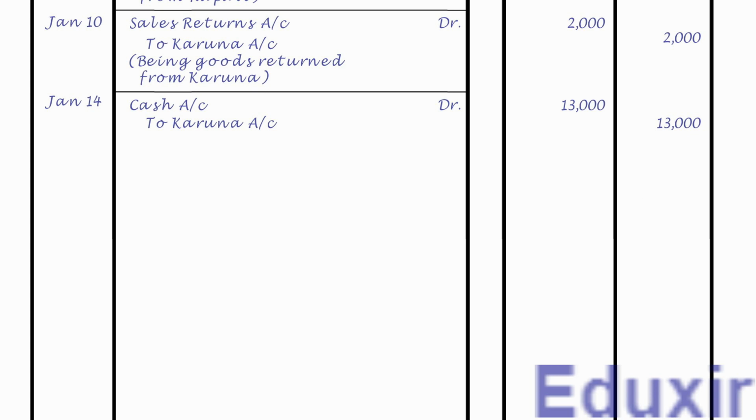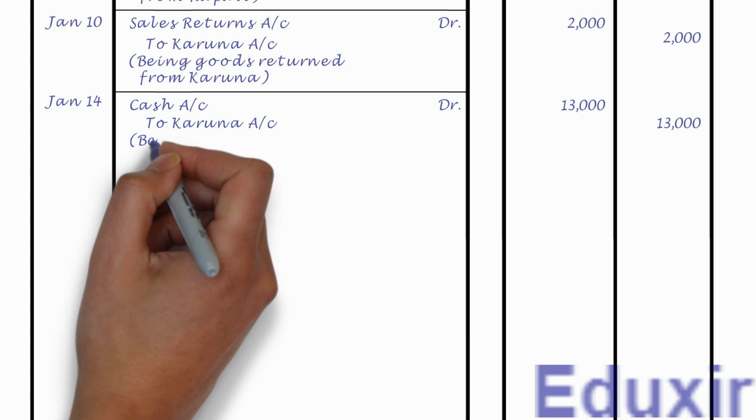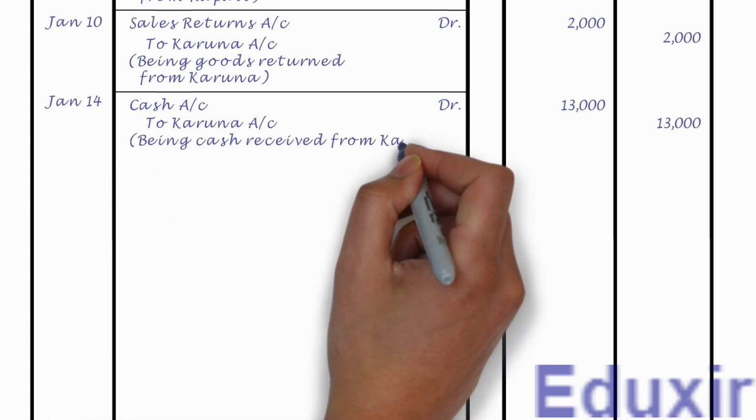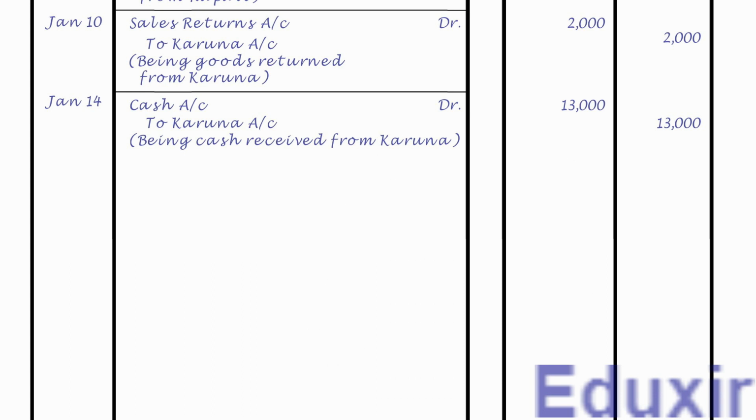Let us now record the narration or description of this transaction, that is, being cash received from Karuna. Let us now draw a line to mark the completion of journalizing of this transaction. That completes the journalizing of this transaction. Let us now take up the next transaction.